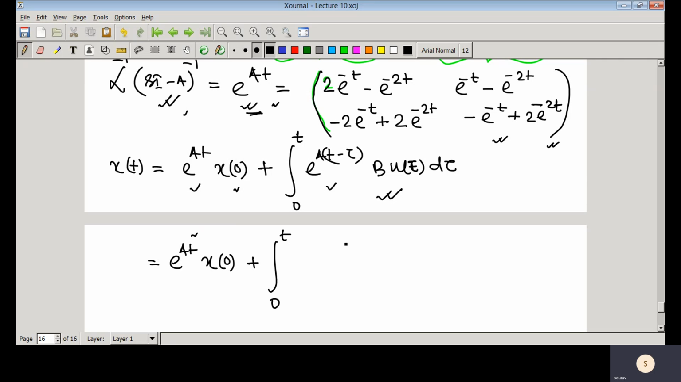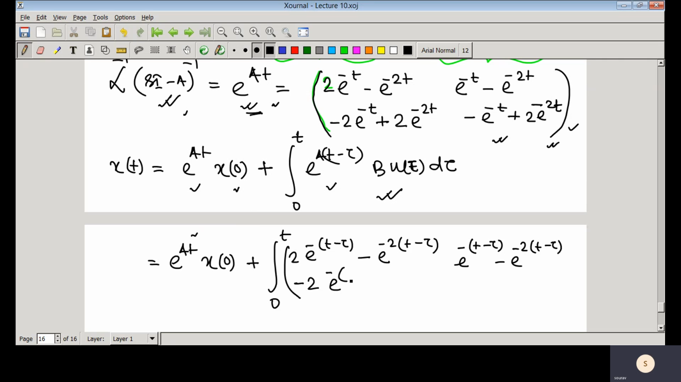So 0 to t, e to the power A(t minus tau), that means this matrix would be 2e to the power minus (t minus tau) minus e to the power minus 2(t minus tau). Then the second term is e to the power minus (t minus tau) minus e to the power minus 2(t minus tau), and here you have 2e to the power minus (t minus tau), this term, and 2e to the power minus 2(t minus tau). So basically in place of t I am writing t minus tau, and the last term is e to the power minus (t minus tau) plus 2e to the power minus 2(t minus tau). So this is actually e to the power A(t minus tau), this matrix I have written.